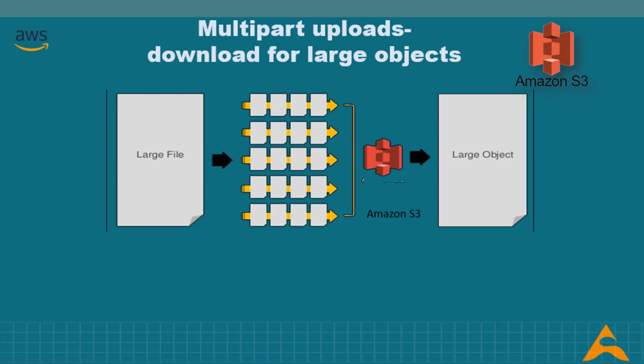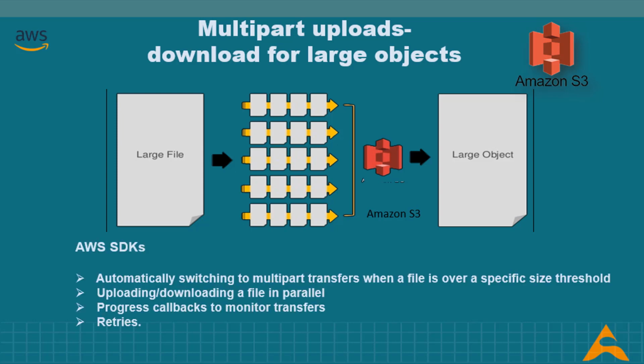See, if you are uploading the file using AWS SDK, then it will automatically switch to multipart transfer when the file is over a specific size threshold. You can upload or download files in parallel. It gives a progress callback to monitor transfer, and if it fails, it retries again.